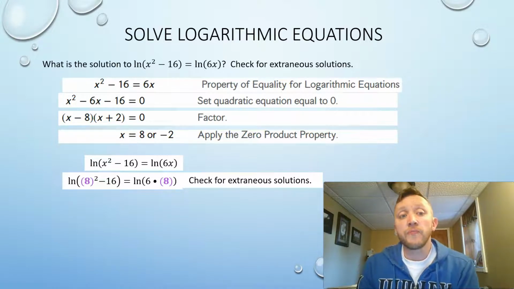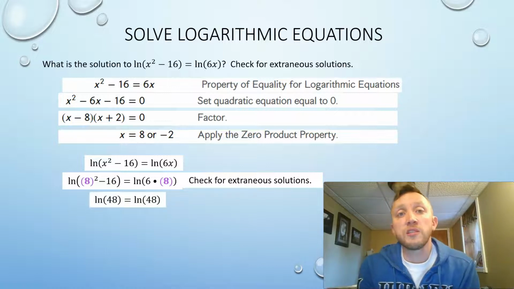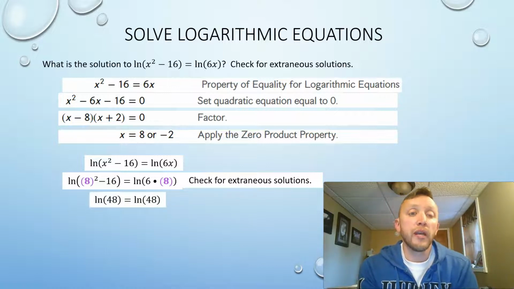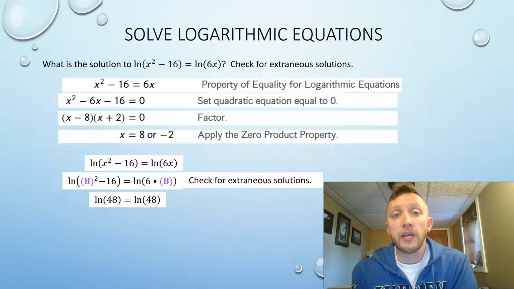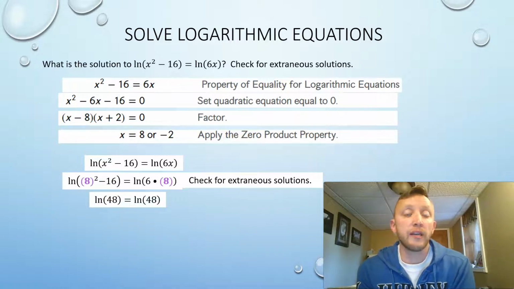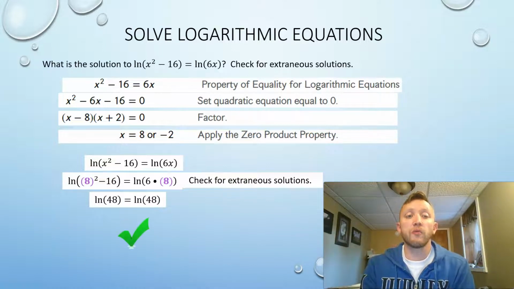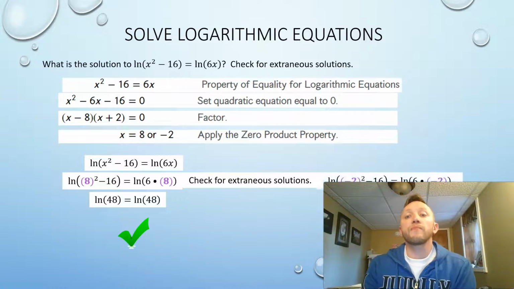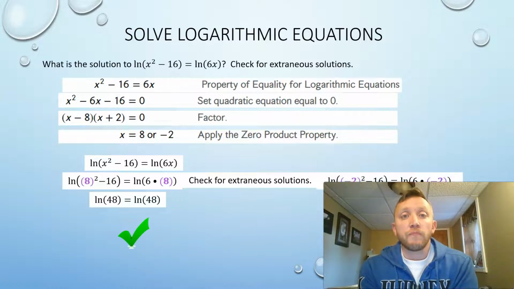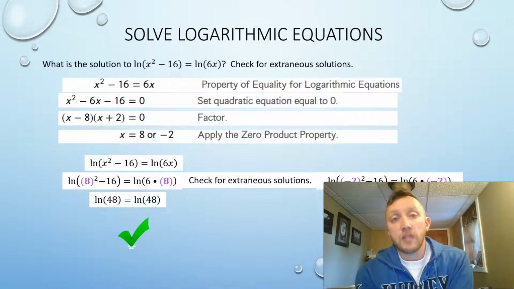On the left side, 8 squared is 64, and 64 minus 16 would be 48. On the right side, 6 times 8 is also 48. So we have the natural log of 48 on both sides. Everything seems fine there. That checks. That works out. Okay, but let's check the other one with x equals negative 2.